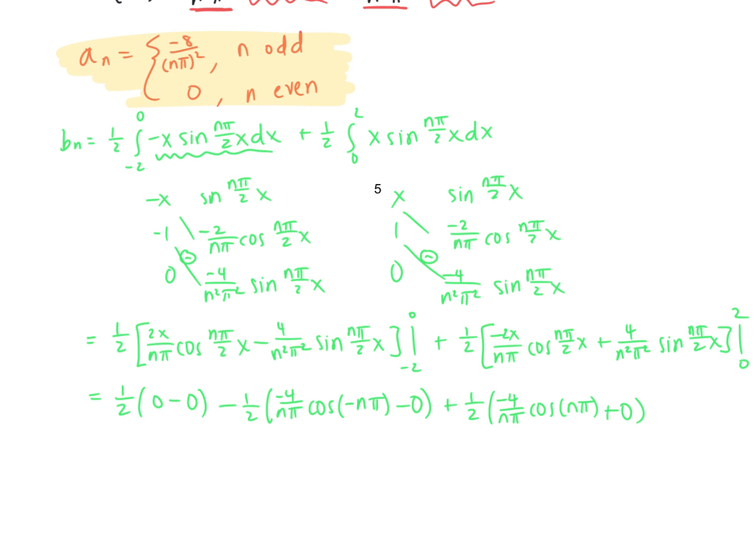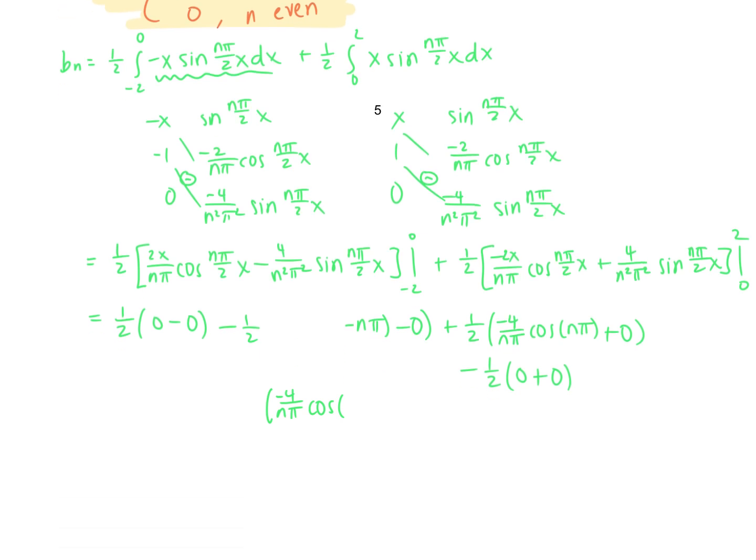So plus 0, okay. And then lastly, if I substitute in 0, I get 0 from both the cosine and the sine. Okay, so let's clean this up a little bit so that we know what we're left with. So this is 0, this is 0. So I end up with 2 over n pi cosine of negative n pi, and we end up with negative 2 over n pi cosine of n pi.